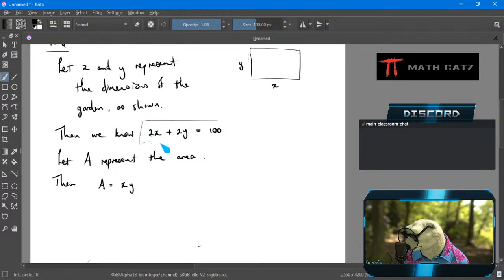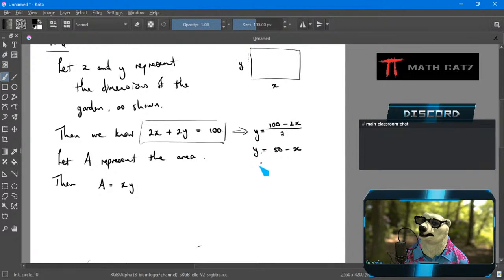And that is where this extra piece of information comes in, that I can solve one of the variables with this equation. In this case, it's going to be (100 minus 2x) over 2, or 50 minus x. And then put that in my function to eliminate one of the variables. So my area function is then going to be a function just of x, which is going to be x times y, replaceable with 50 minus x, and there's my area function.